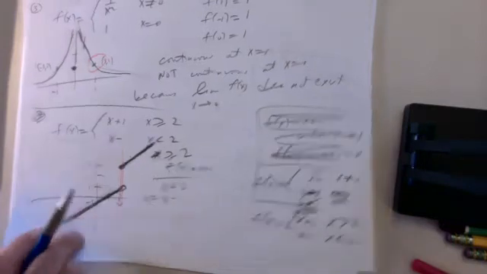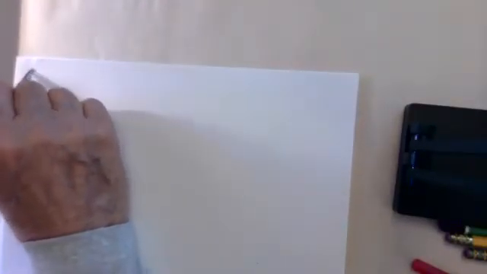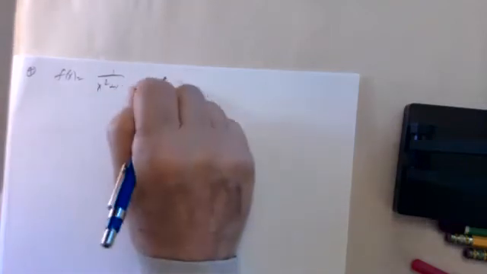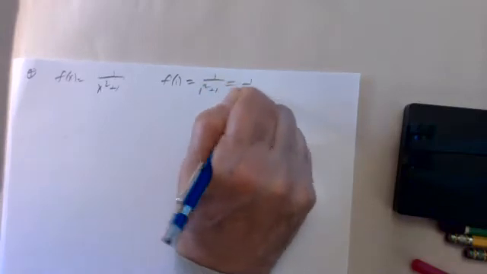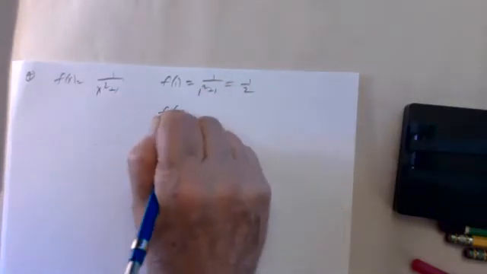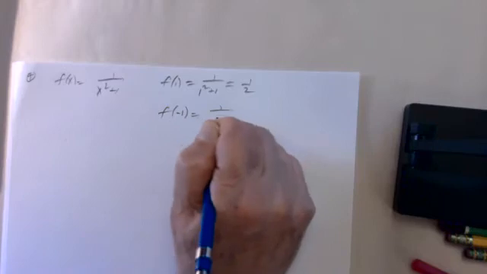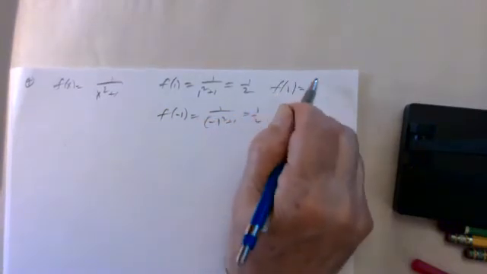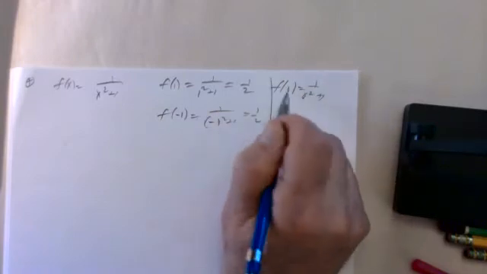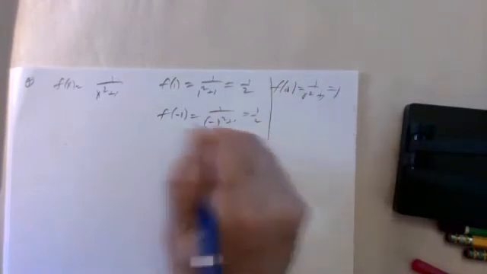Let's see, there's one more problem like this on the review sheet. This is number 4. Here, f of x is just 1 over x squared plus 1 for all x. So f of 1 is 1 over 1 squared plus 1, which is a half. And f of minus 1 is 1 over minus 1 squared plus 1, which is a half. And f of 0 is 1 over 0 squared plus 1, which is 1.